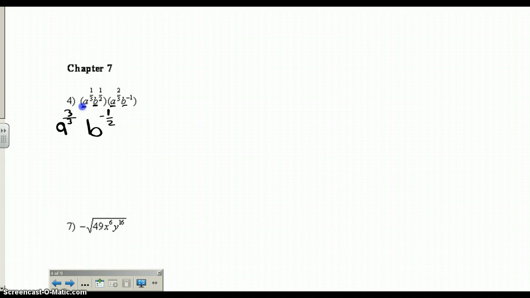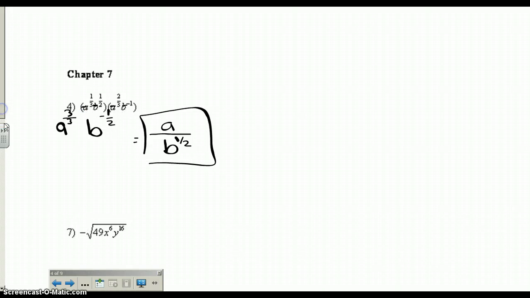And now let's simplify this. Well, a to the 3/3 is just a to the first. And remember, to get rid of a negative exponent, you have to flip it and put it in the denominator. So that's our final answer. Let's go down to the next one.